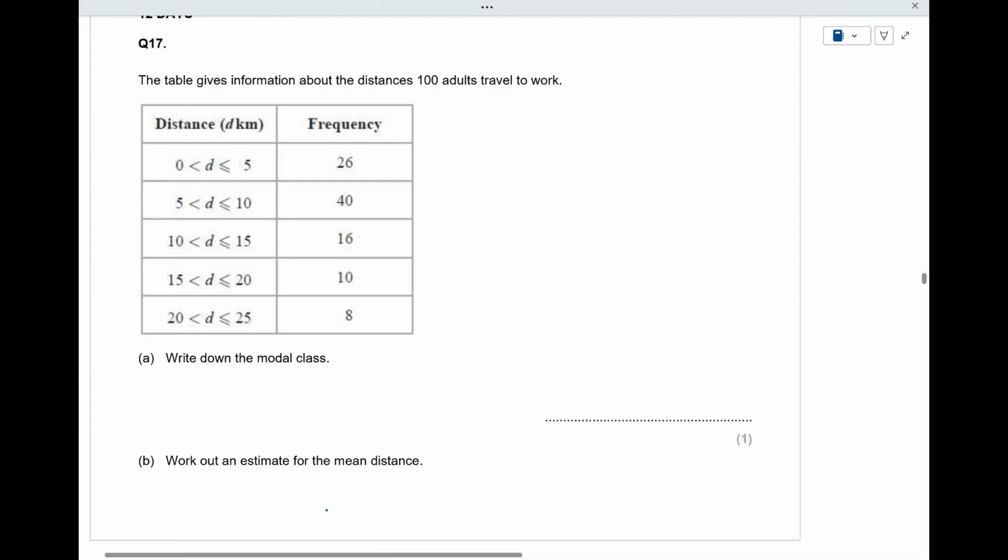This table gives information about the distances 100 adults travel to work. Let's remember that's 100 adults. That means that the total of this frequency column will be 100. Write down the modal class. Let's just make sure we understand what this table is saying. It's saying that 26 adults travel between 0 and 5 kilometres and 8 adults travel between 20 to 25 kilometres to work, and lots of adults travel distances in between those. What's the most common class? The modal class. The mode is the one you see the most. It's a distance of 5 to 10.